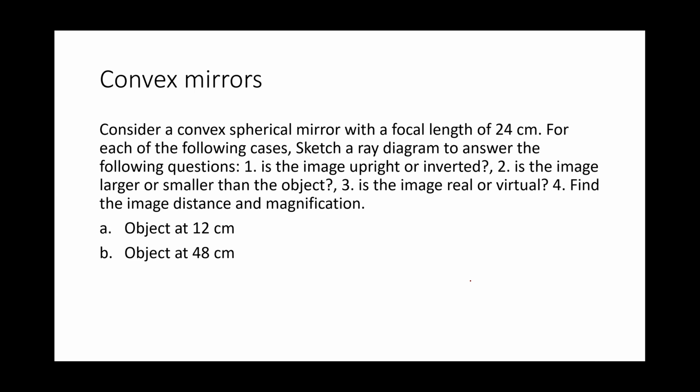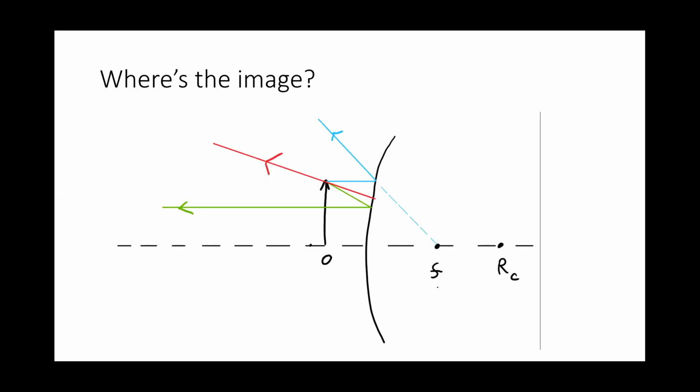Okay, so the convex mirror problem, we have the focal length of the mirror. We want to sketch a ray diagram for an object at, say, 12 centimeters to start with. We want to figure out all the image properties: upright, inverted, bigger, smaller, real, virtual, and then throw it into our equations to get the image distance and the magnification. So the ray diagram here is going to be pretty similar for each of the 2 cases. I'm still going to draw the same 3 rays.